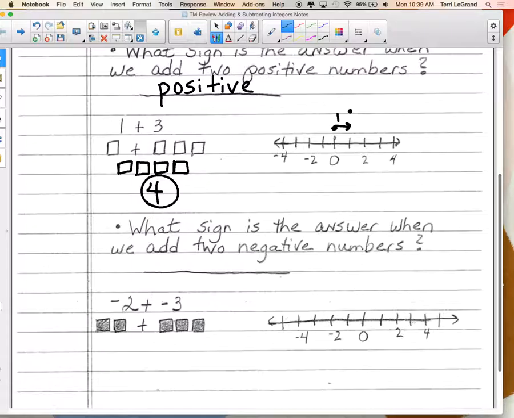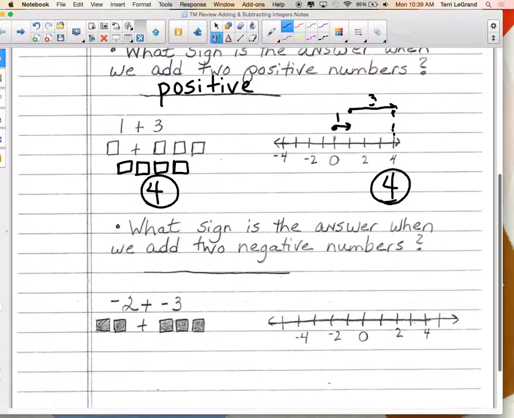And now how many units are we going to move? 3. 1 plus 3. So 1, 2, 3, and I put a 3 above that little line segment. And where do we end up on the number line? At 4. We follow it down to the number line and we say, oh yeah, there we are at 4.